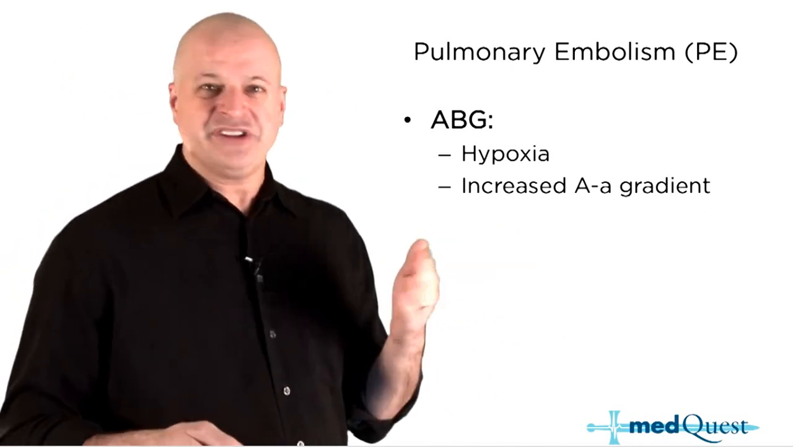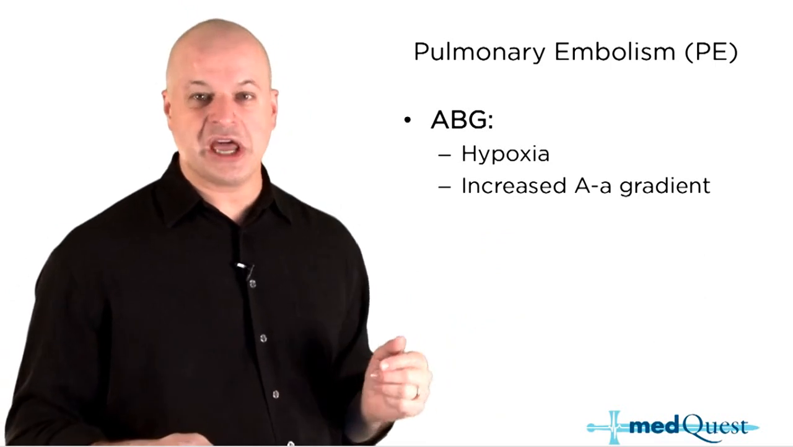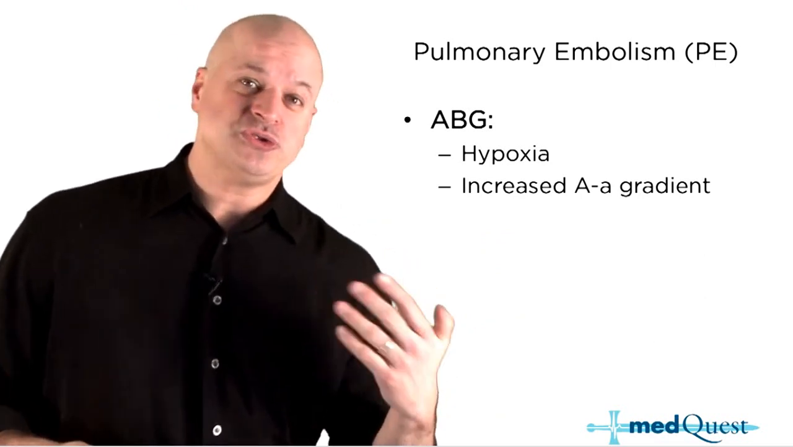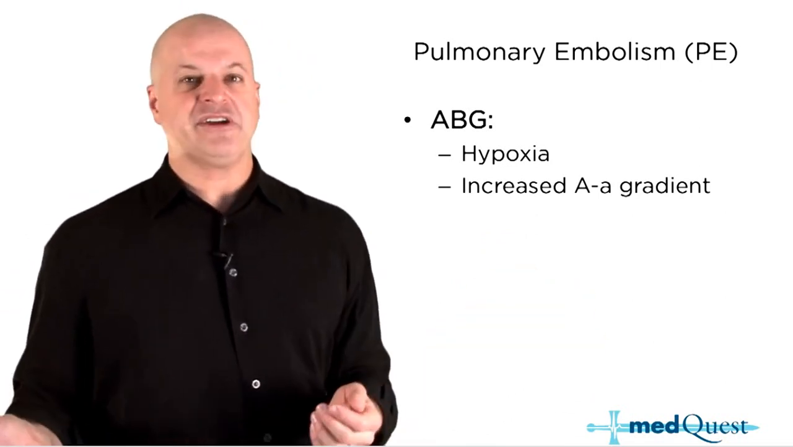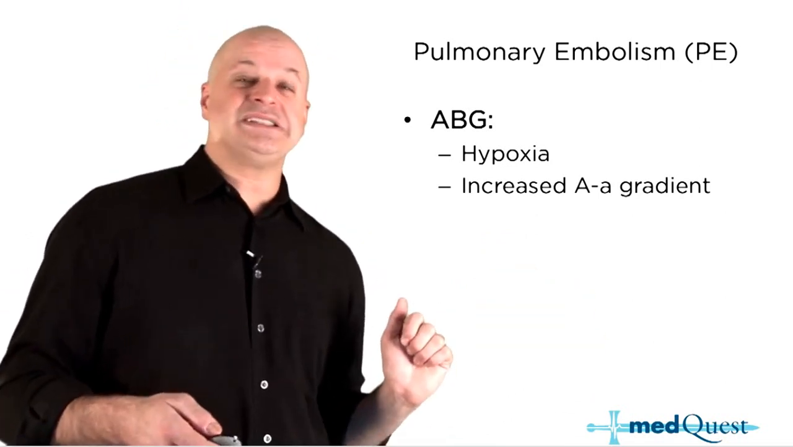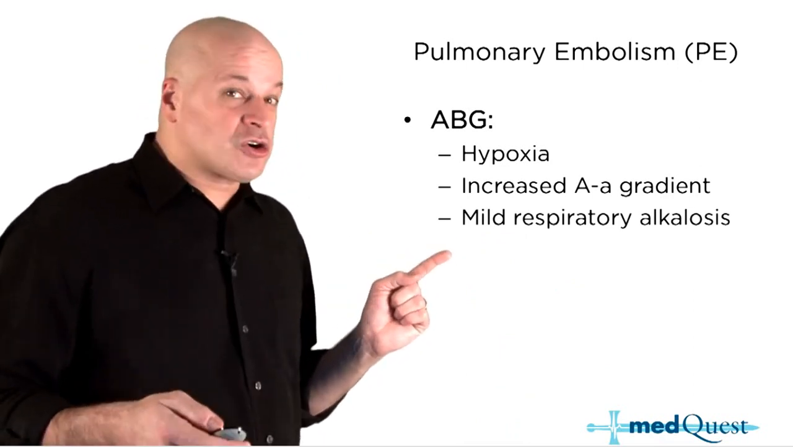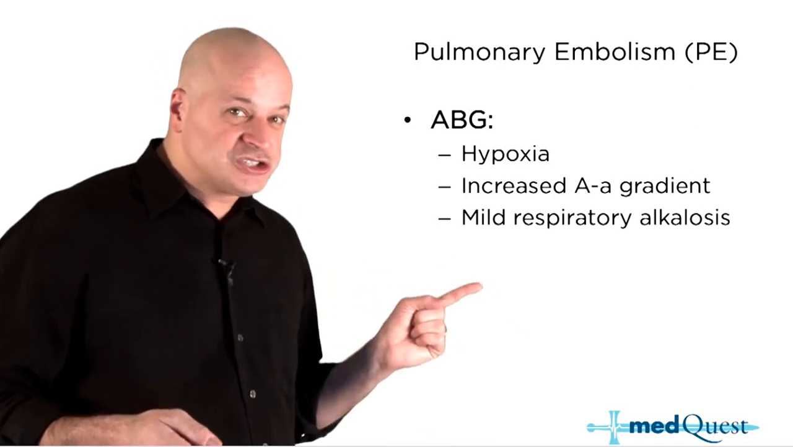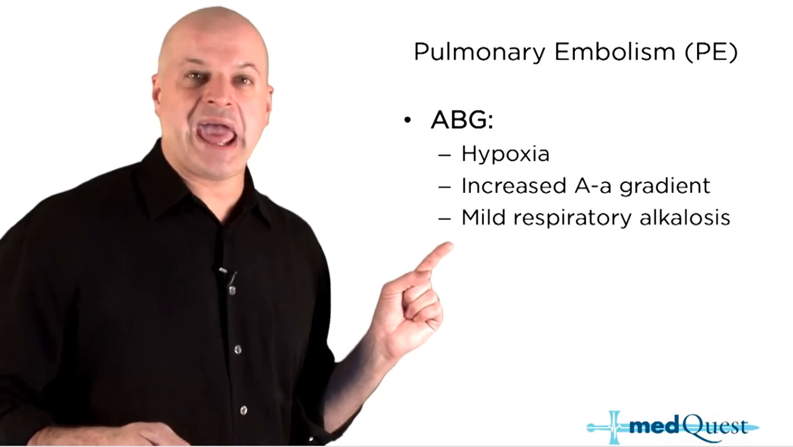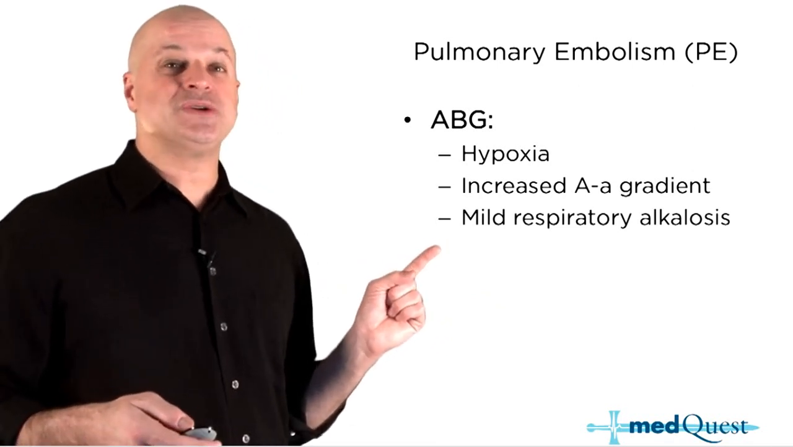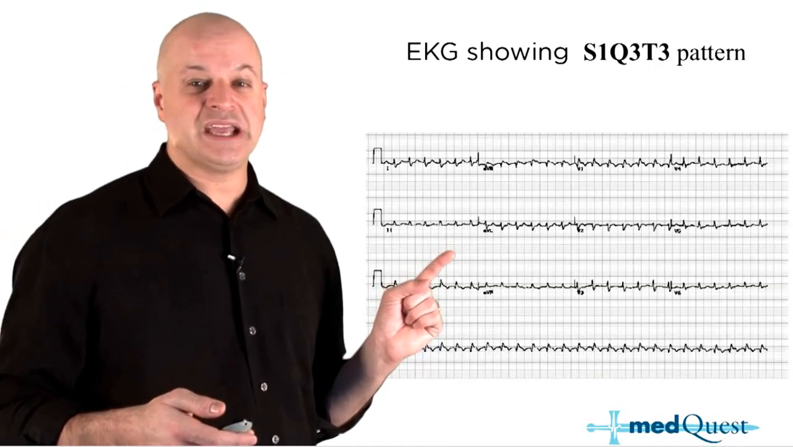Now, about 10% of people have a PE without marked hypoxia, about 10 to 15%. But remember that a person who's got a completely normal blood gas has a negative predictive value of over 90%. They have an increased A-a gradient and a respiratory alkalosis because you're simply breathing fast. Which one gets across easier? Oxygen or CO2? CO2. So if you're breathing fast to get oxygen in, the CO2 gets out more than the oxygen gets in.